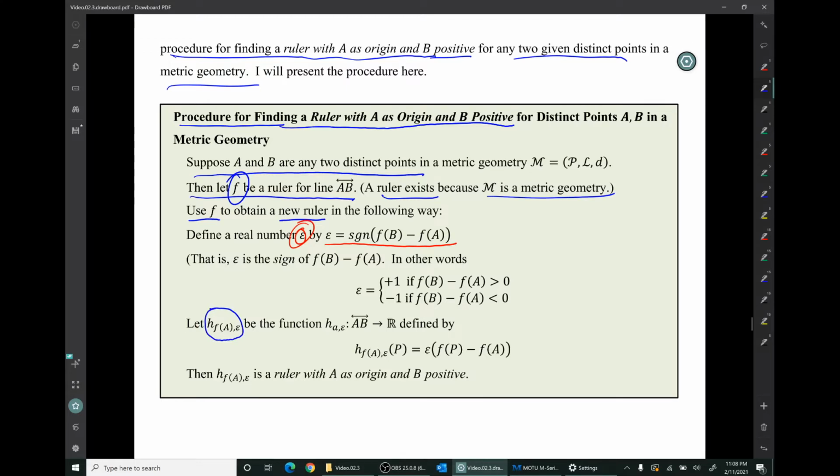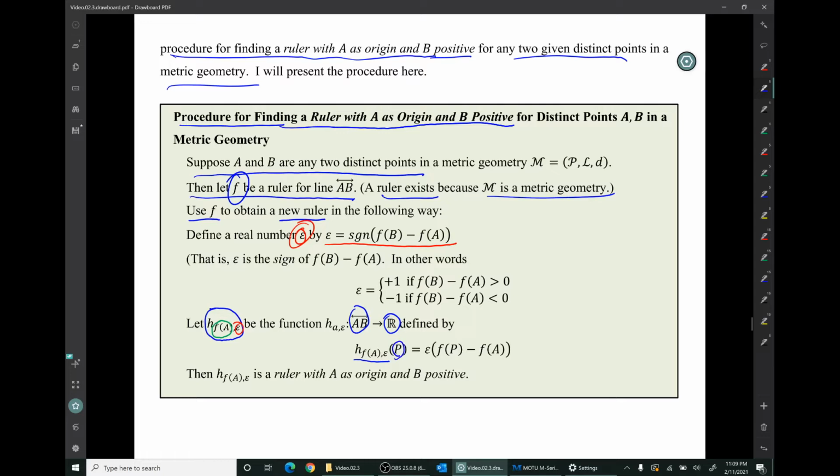H is the name of the function, and it has as its subscripts f of a and this number epsilon. Now this is going to be a function from line AB to the real numbers. So if I'm going to sell you a function, I have to tell you what it does when you feed it a point.